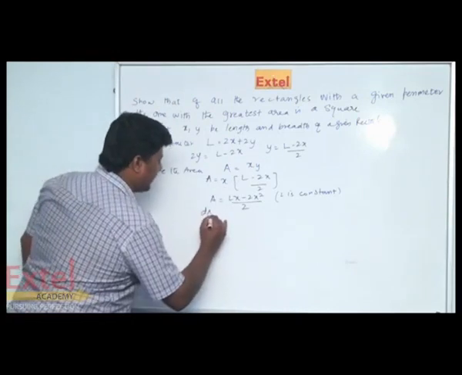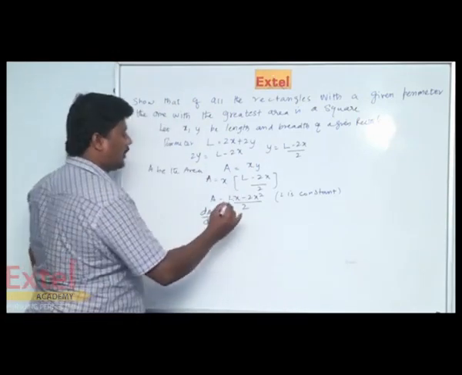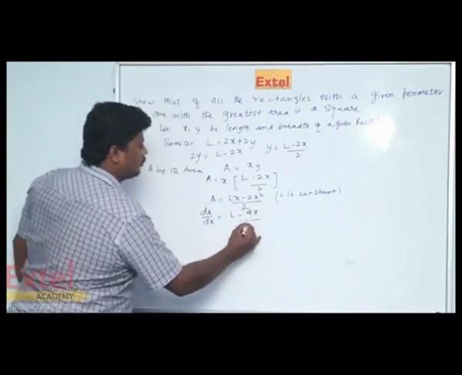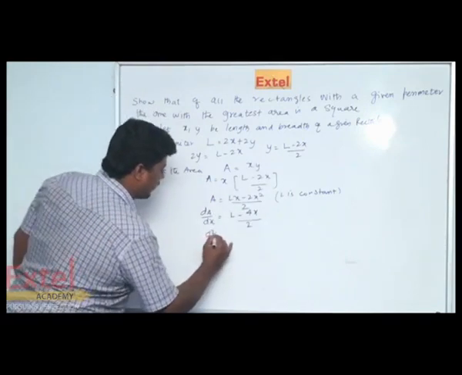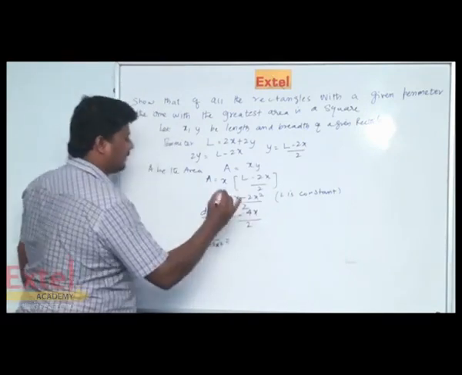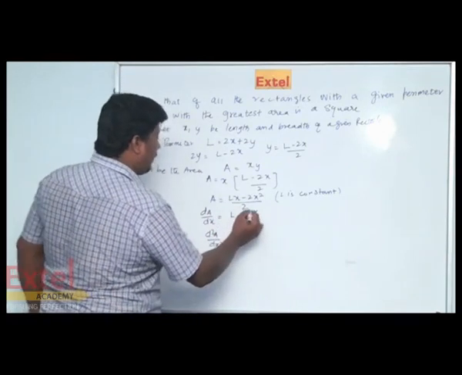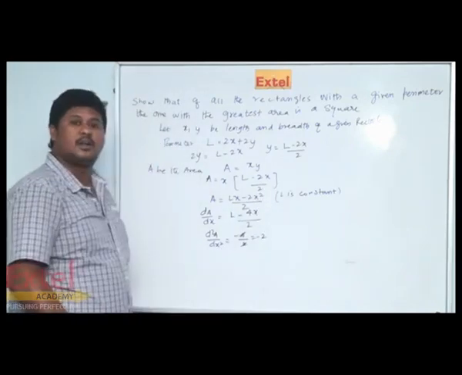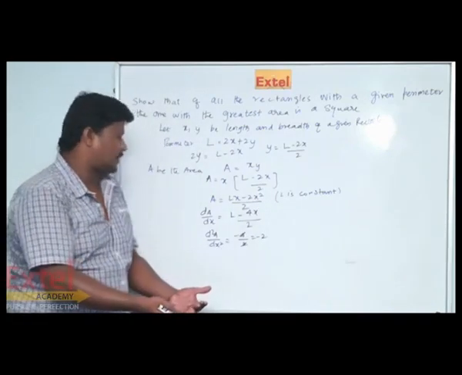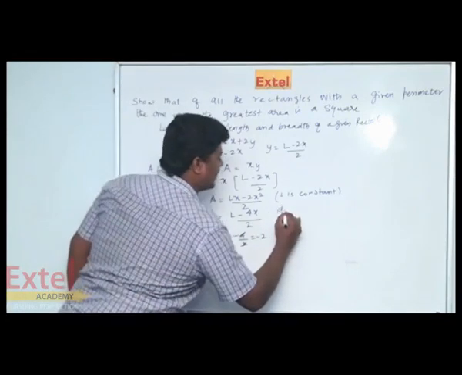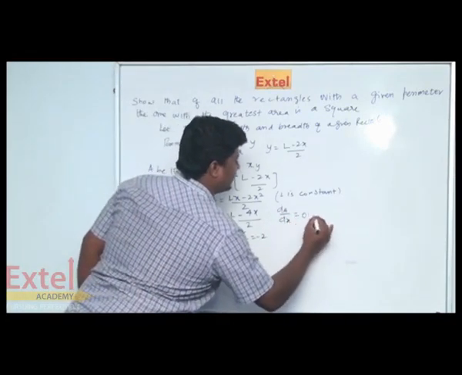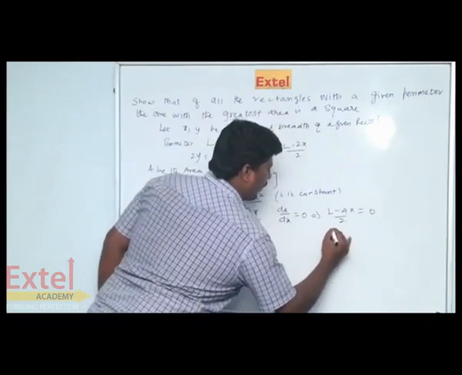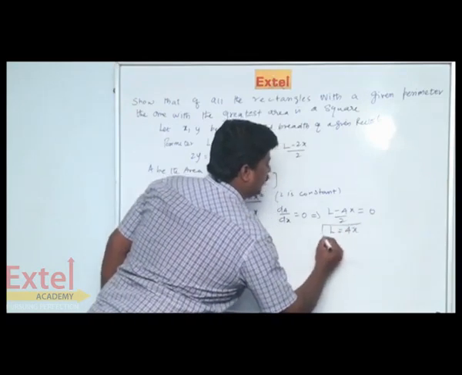Therefore dA by dx is equal to what? Differentiating Lx gives L, and differentiating 2x squared gives 4x, all divided by 2. Again differentiating, d square A by dx square, the second derivative, is equal to 0 minus 4 divided by 2, which is minus 2. Now to find the value of x, set dA by dx equal to 0, which implies (L minus 4x) by 2 is equal to 0, or L is equal to 4x.